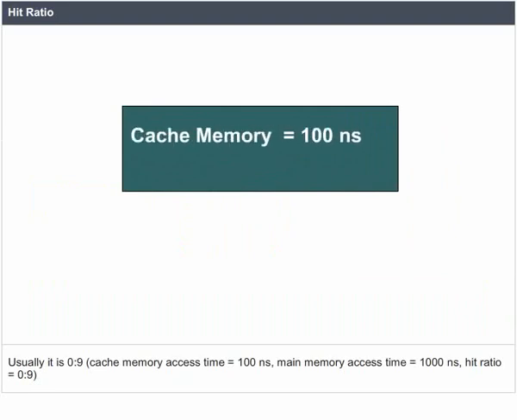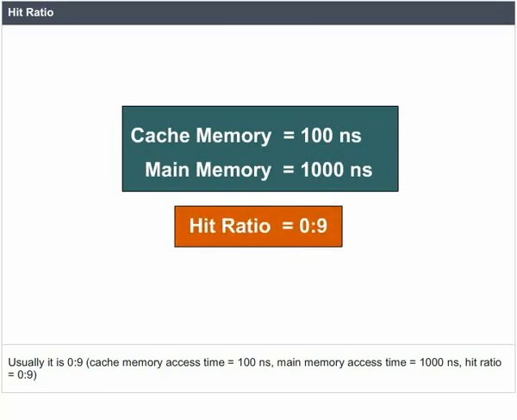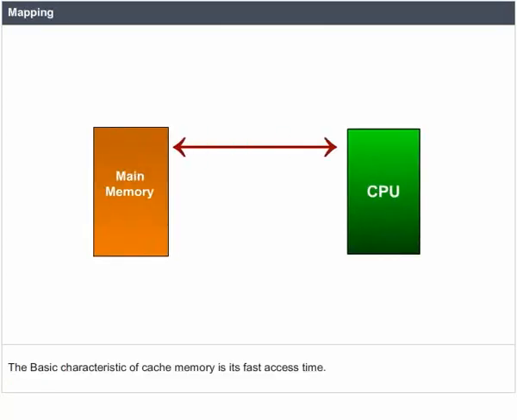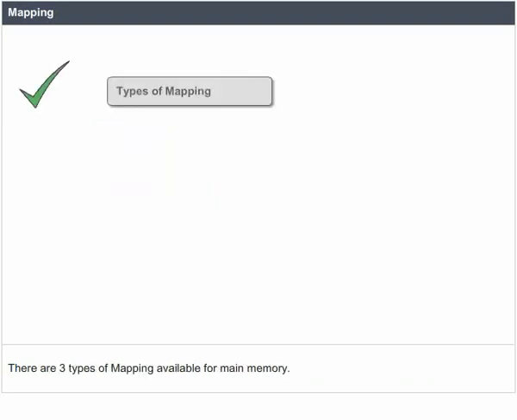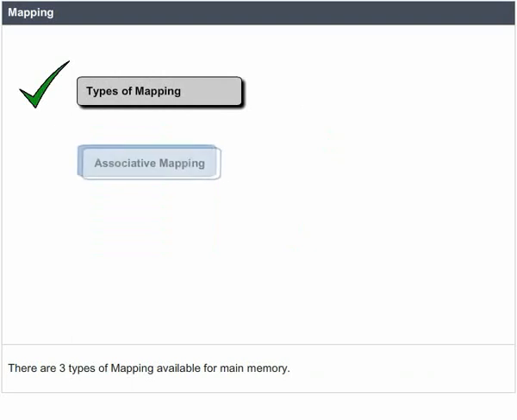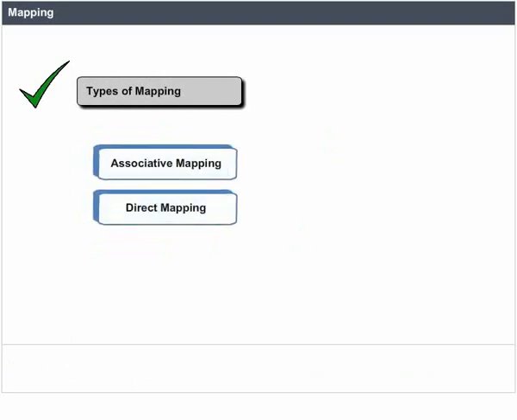Cache memory access time equals 100 ns. Main memory access time equals 1000 ns. Hit ratio equals 0.9. Mapping. The basic characteristic of cache memory is its fast access time. Therefore, very little time is wasted searching for words in the cache. The transformation of data from main memory to cache memory is known as mapping. There are three types of mapping available: associative mapping, direct mapping, and set associative mapping.